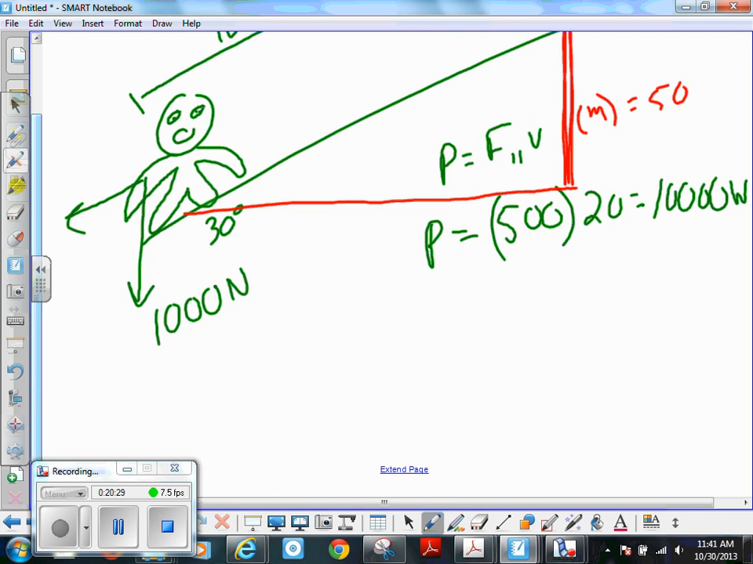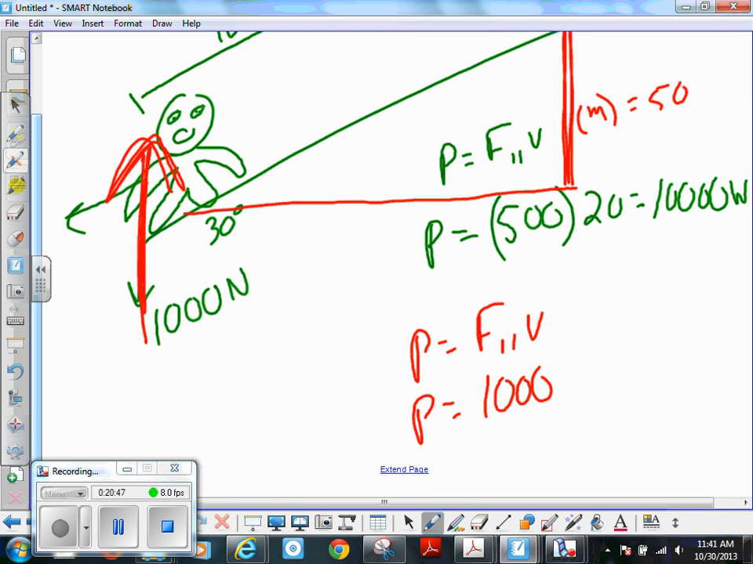Do you agree? Okay, so if we go power is force parallel velocity, then we could say power in this case is 1,000 because the force that he's pushing that's parallel, well, he has to cancel that out. So the force that he has to push that's parallel to what we call this velocity then would be 10,000 watts. Do you agree with that?